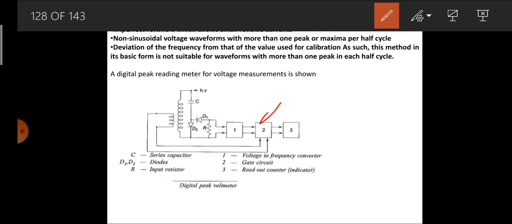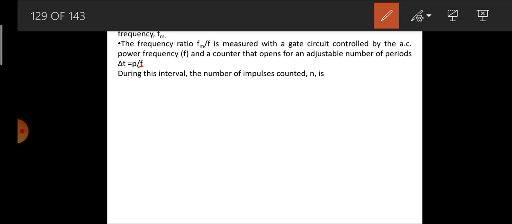Let me take you to this gate controlled circuit, where block diagram 2 is your gate circuit, which is controlled by the AC power frequency F, and a counter that opens for an adjustable number of periods. That period we can define as delta T, which is equal to P by F.